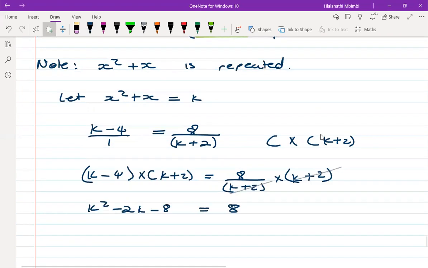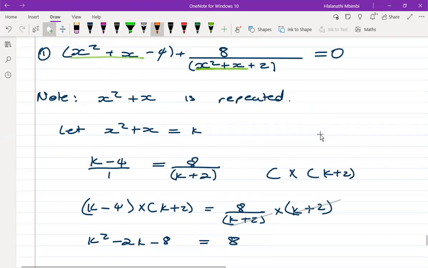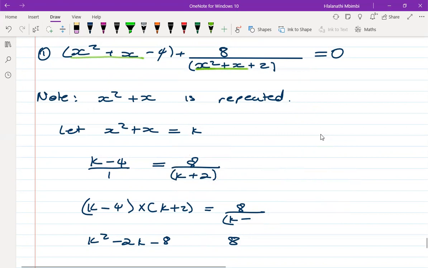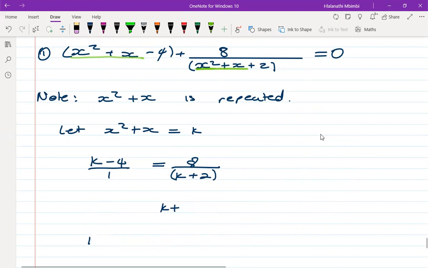Okay, let me show you my mistake. I forgot to note that this was before the equal. I just put it on the other side without, and it looked okay, but it's not. So let me just solve that and then I'll come back to how this would look. It's very important that you look at what I'm doing. So this would now be 8 over k plus 2.